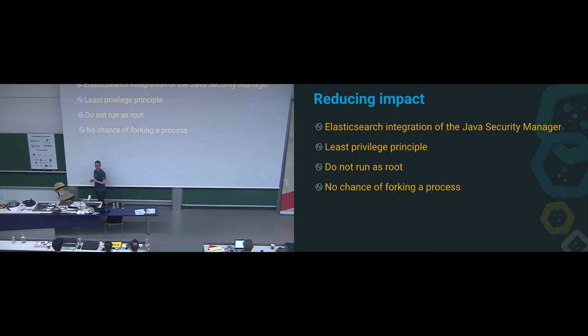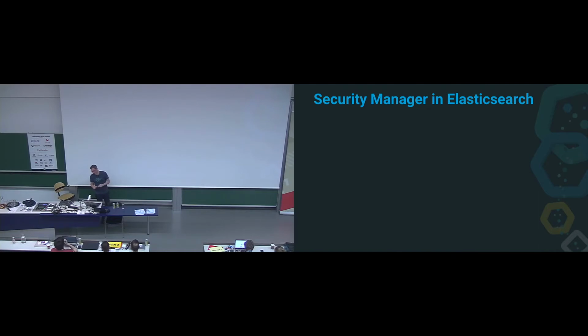We also really don't want to fork a process. When we fork a process in Elasticsearch, that's for us a clear sign we've been hacked. So the best thing that could happen to us is don't fork a process. You don't want to expose sensitive secrets. I think that's kind of a standard approach. I won't cover that today. And the first thing I want to talk about is the security manager in Elasticsearch.